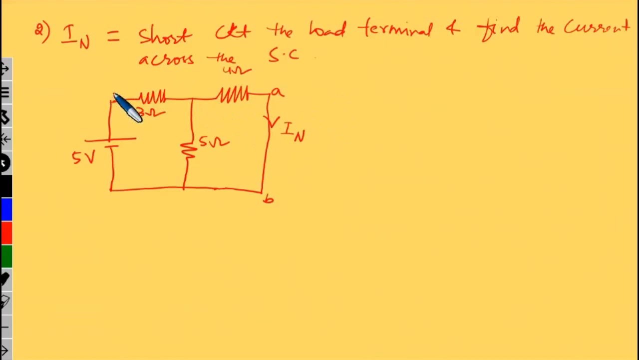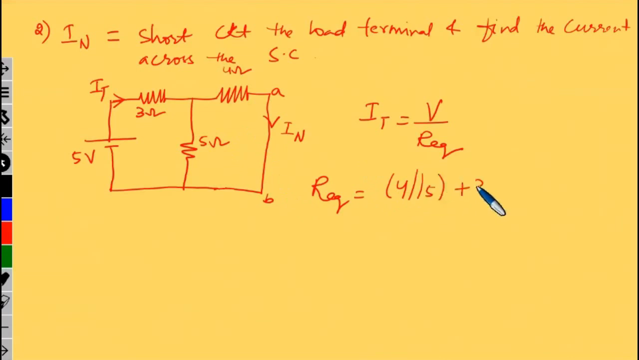So to know the current flowing through the 4 ohm resistor, we need to first find out the total current. So how to find out total current? Total current is nothing but voltage divided by R equivalent. Now what is R equivalent for this circuit? You can see here, as 4 and 5 are connected between common terminals, they are in parallel, and that is in series with 3 ohm. So the value of equivalent resistance is 5.22 ohm.